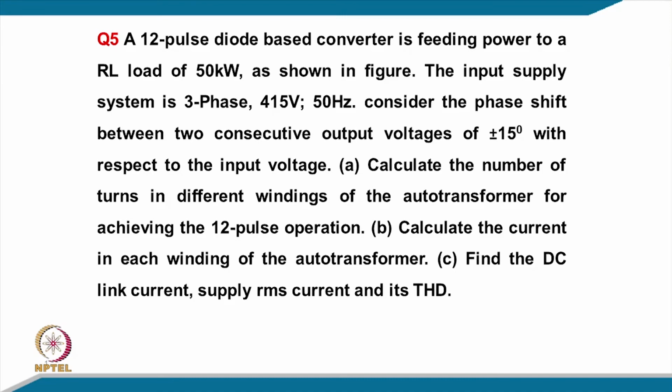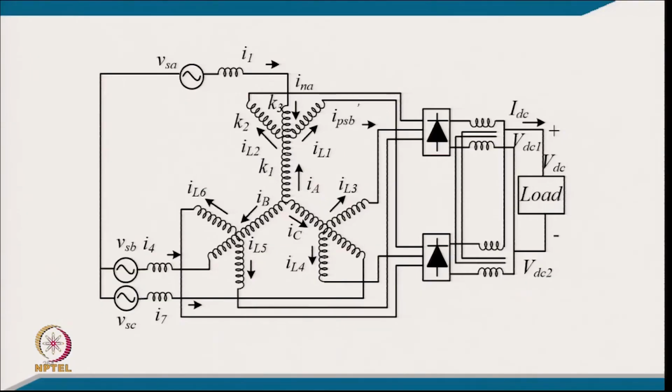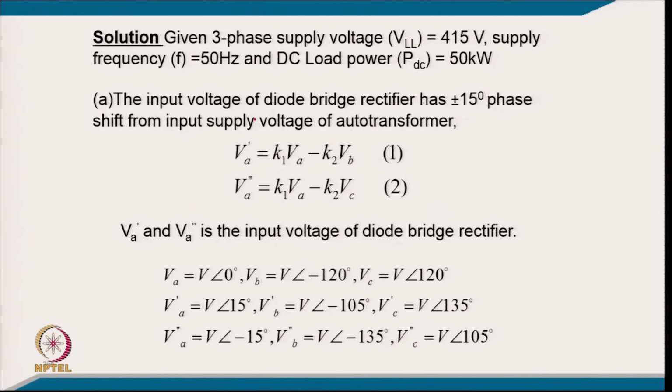So, this is typically the connection for getting from a 3 phase supply your 12 pulse converter, 2 phase shifted converters with the interphase transformer. So, we are able to get a phase shift of plus minus 15 degree, that is a 30 degree phase shift here, and this is typically the relation. You can call it 3 phase supply voltage 415 volt 50 hertz and DC load power 50 kilowatt, and the input diode bridge rectifiers have a plus minus 15 degree phase shift, which we discussed.